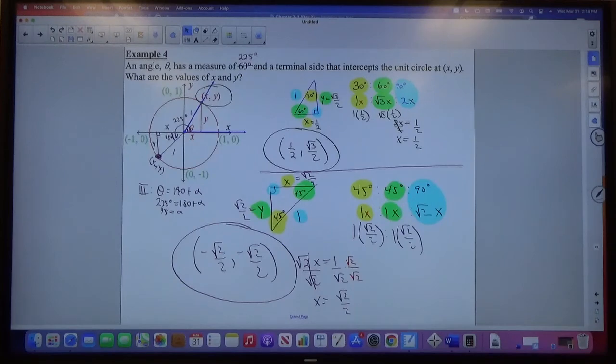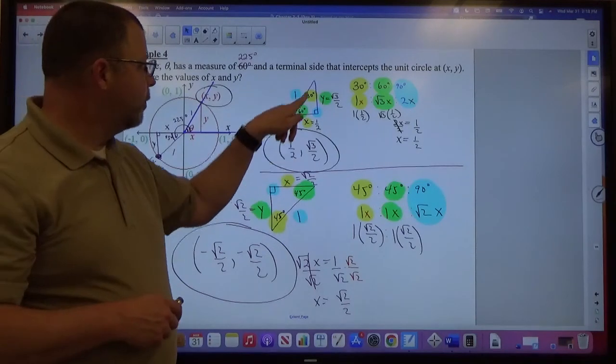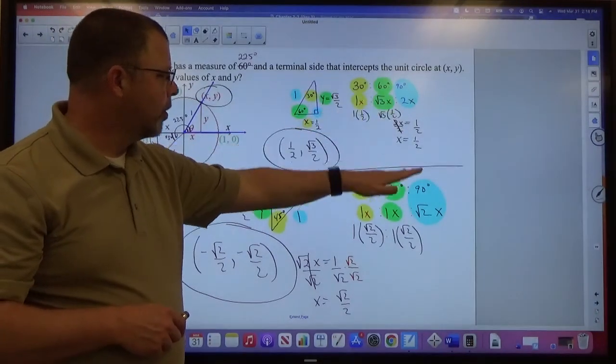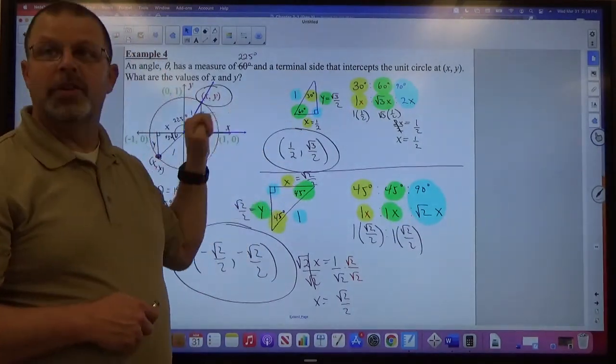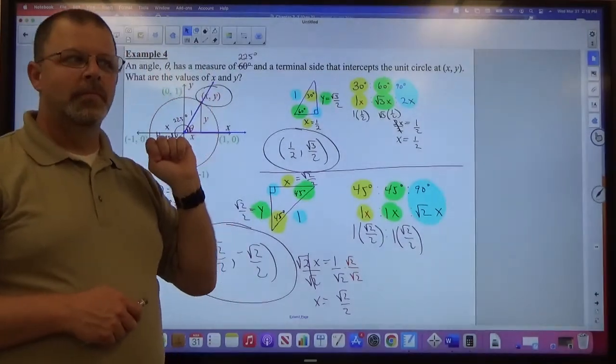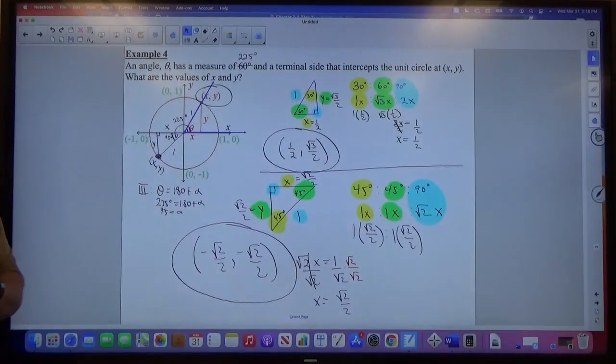Use the reference triangle. Reference triangle will either be a 30, 60, 90 using these ratios, or 45, 45, 90 using those ratios. You will know the hypotenuse because it's a unit circle, always 1. Your job is to find the legs and then write your ordered pair based on the directions.